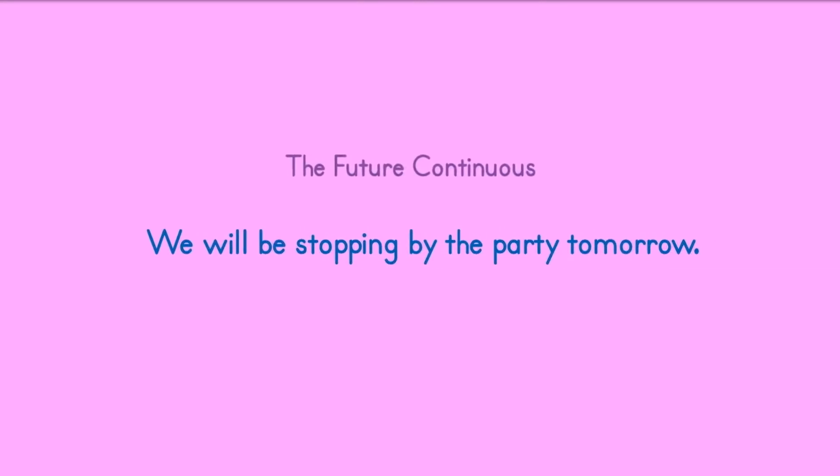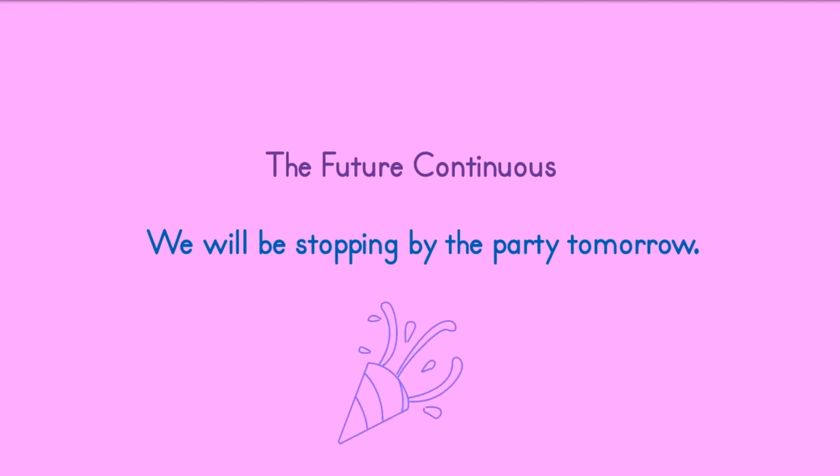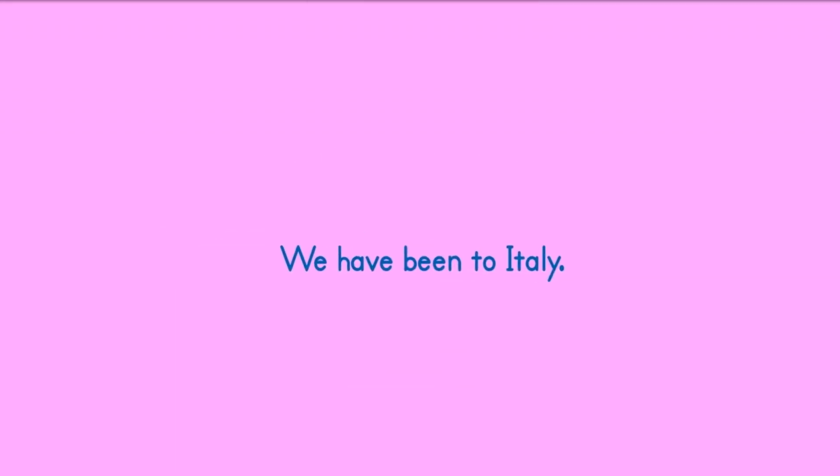The future continuous is a suitable tense to emphasize that an action is planned in the future and will occur over a period of time. In the sentence, "We will be stopping by the party tomorrow," the action of attending the party and the duration of it are emphasized. We typically use this with a general adverb of time, but it can be omitted if both the speaker and listener understand the time from a previous part of their discussion prior to using the future continuous.